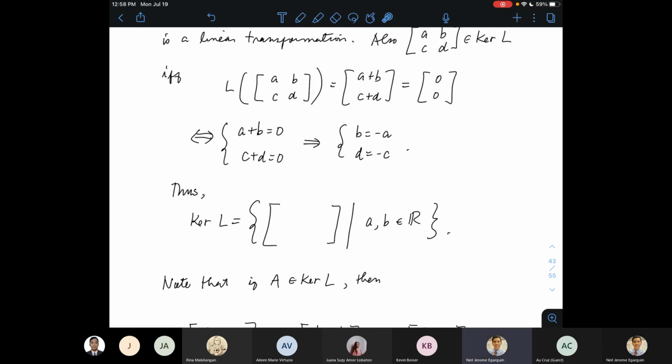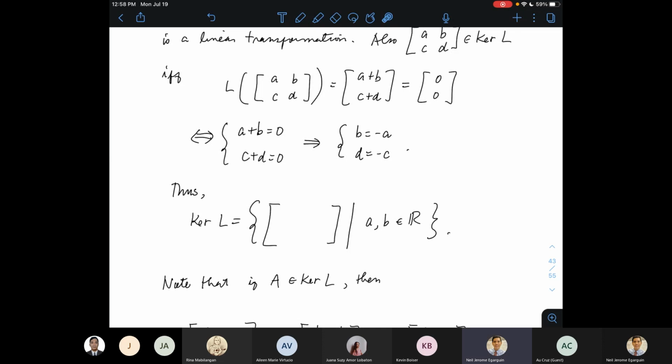Nag-update ba yung screen ko sa inyo? Hindi, sir. Yeah. Blank pa din yung kernel L. Hold on. Let me see what happened. Kasi nasulat ko na siya. So, ibig sabihin, na-disconnect yung iPad ko. Pero, let's see.